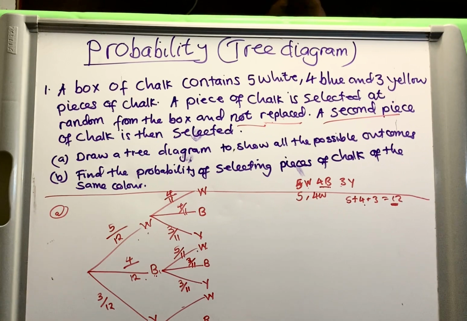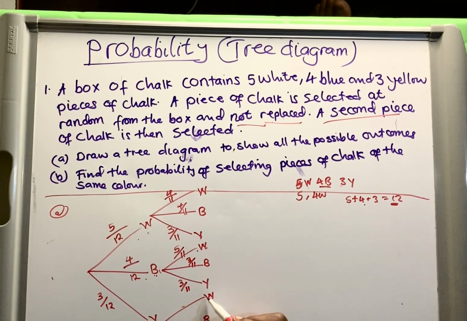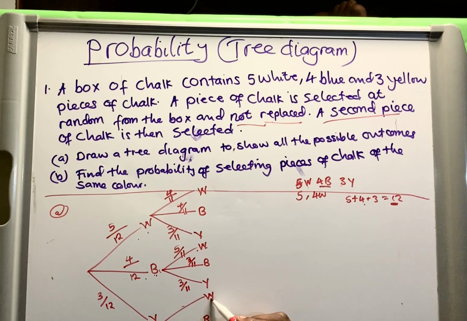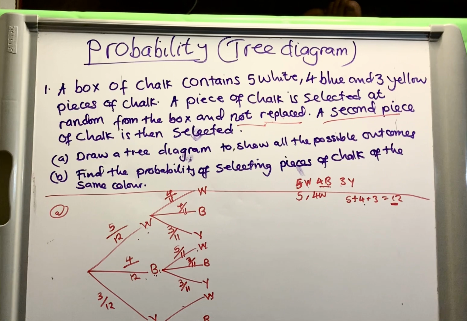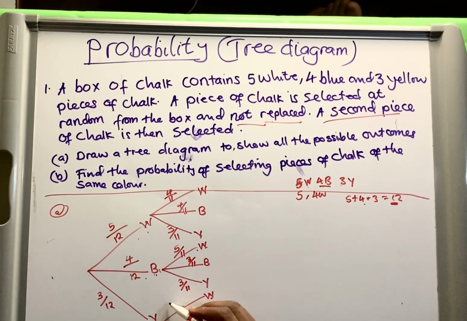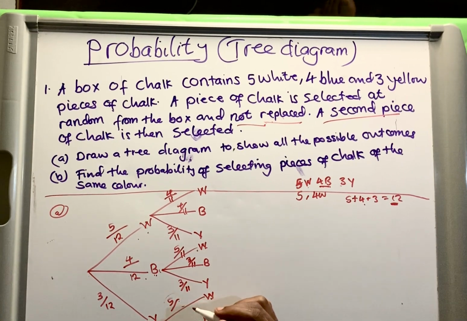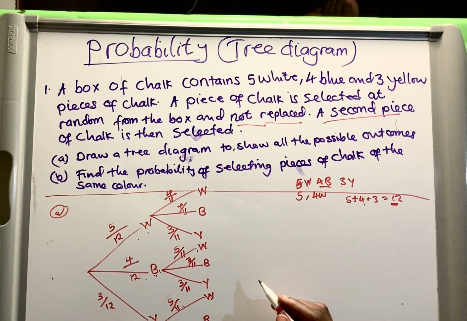Then the second selection is showing that we have started by picking a white chalk. So if in the first place we had picked a yellow chalk, what is the probability of picking a white chalk in the second place? So we still have 5 white over the total. Since this yellow which was picked was not replaced, meaning that yellow is affected, the total is affected, which will be 11. The second line here is showing that we are now picking a blue chalk.